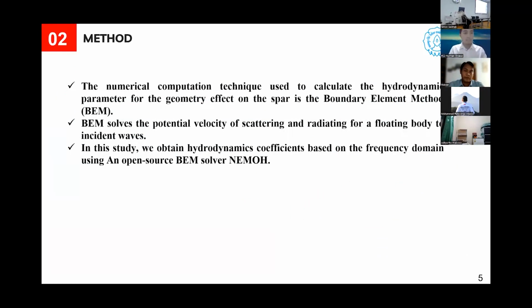This slide describes the method used to calculate the dynamic response and the geometric influence of the spar. The numerical computation technique used to calculate hydrodynamic parameters for the geometric effect on the spar is the boundary element method. The boundary element method solves the potential velocity of scattering and radiating for the floating body in incident waves.